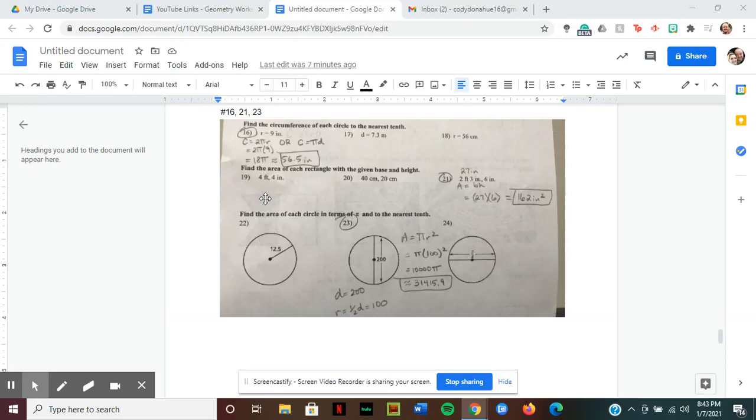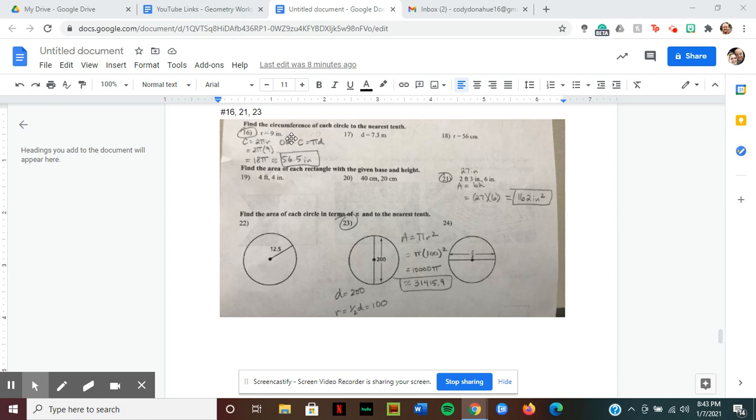So, continuing our discussion of section 1.6, which is on two-dimensional figures, we are going to look now at numbers 16, 21, and 23. So, number 16, we are asked to find the circumference of each circle and then round our answer to the nearest tenth. We're not given a circle, but we're given a description of something about a circle. We're told that we have a circle that has a radius of 9 inches.